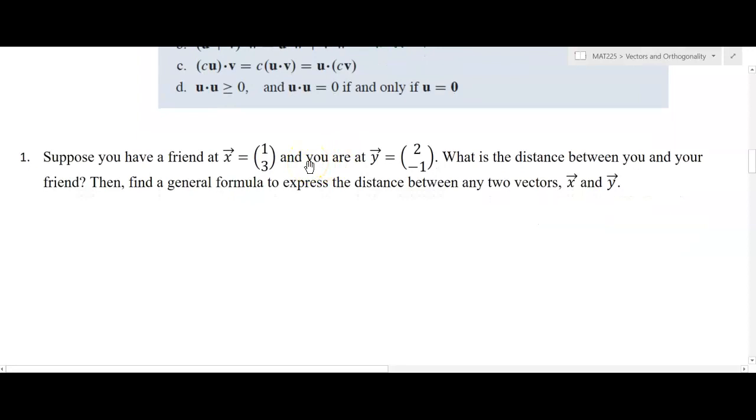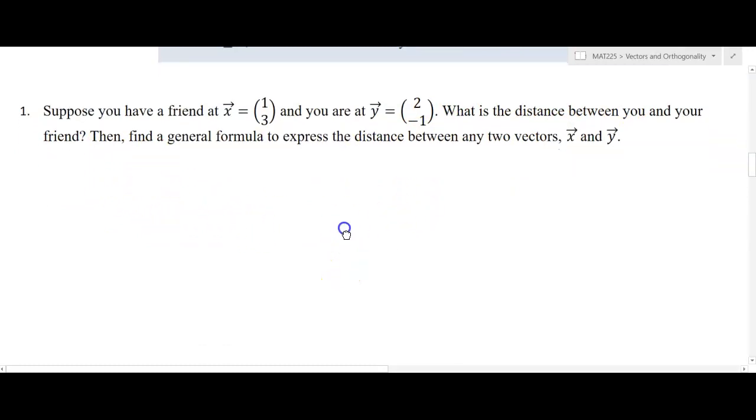So you'll see this lesson is kind of more bits and pieces of concepts. Here, let's say that you and your friend are at two different locations in two-dimensional space, and we want to know the distance between you and your friend, then find a general formula to express the distance between any two vectors, x and y.